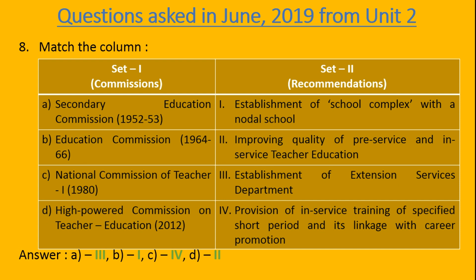Right. Next I am taking the Secondary Education Commission, option A, 1952-53. It recommended establishment of the Extension Services Department. According to it, intermediate college should be abolished. Class 11 will be merged with secondary school and class 12 will be merged with college. The commission divided secondary education into 2 parts and the degree course should be of 3 years. Okay, so option A is related with option 3, establishment of Extension Services Department.